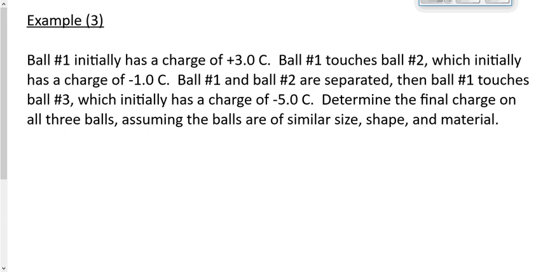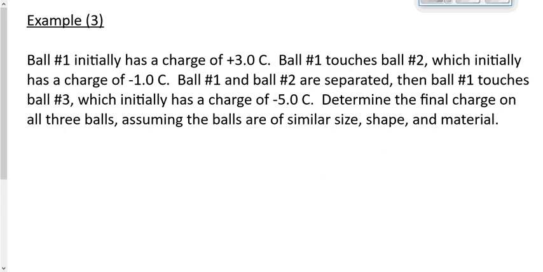Okay, finally, last one for the day here. This one's tougher. It says ball number 1 initially has a charge of +3 coulombs. Ball number 1 touches ball number 2, which is a charge of -1. These are both big charges, right? That's okay. We can deal with that. It's not normal to have charges that are that large. Usually we're 10 to the -6, 10 to the -9, but that's fine.